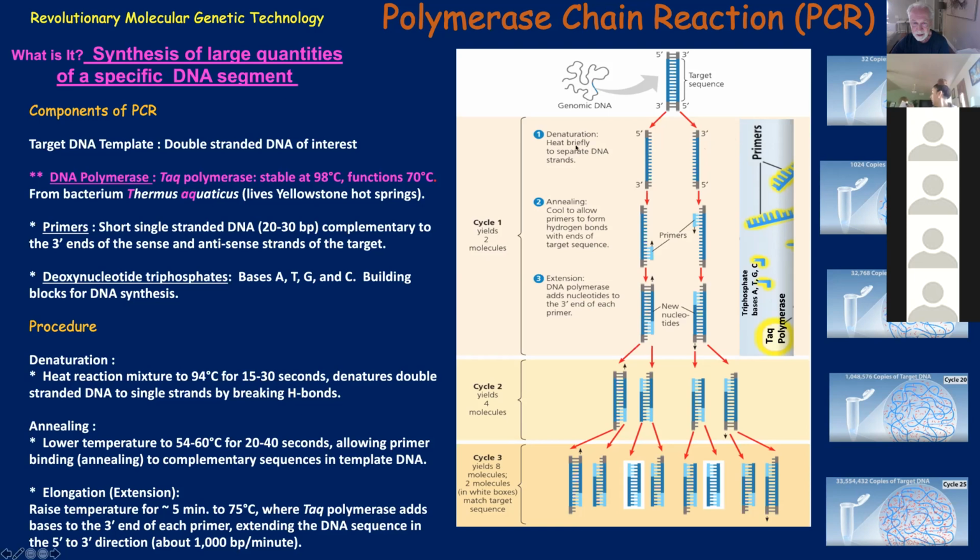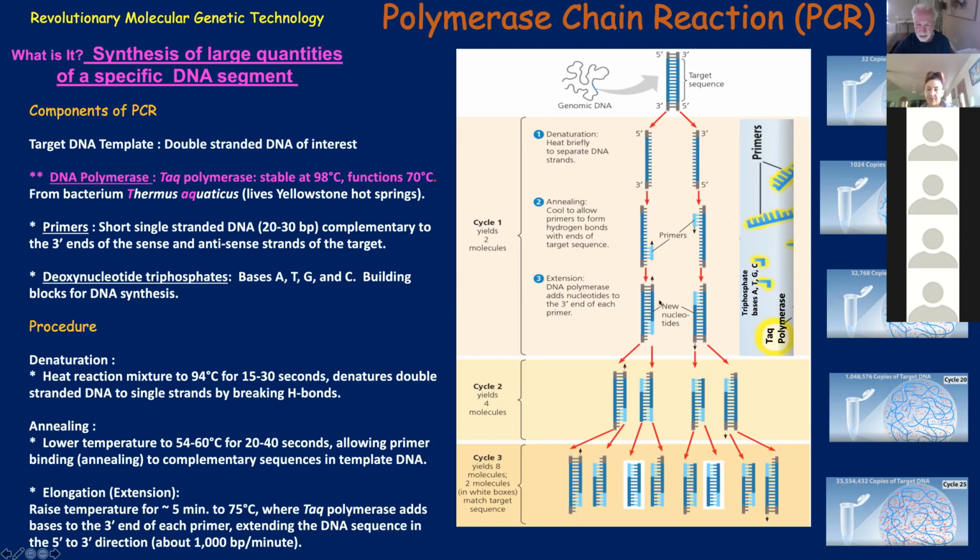The first step is called denaturation, where you heat this little tube up to almost boiling, to about 95 degrees, which causes the strands of this target to separate. Then the next step is annealing, which means you cool it down to a much cooler temperature, about 50 degrees. And that allows these primers to attach to the target, that they're complementary sequences.